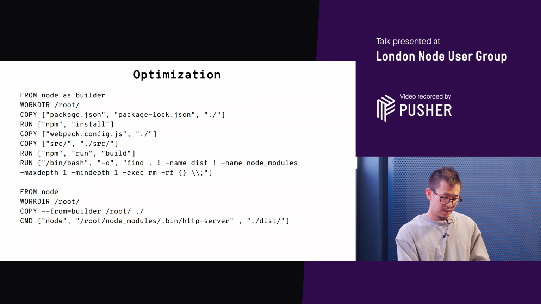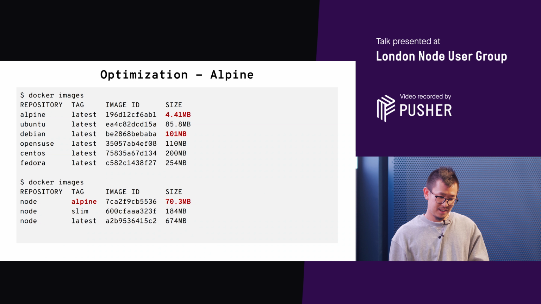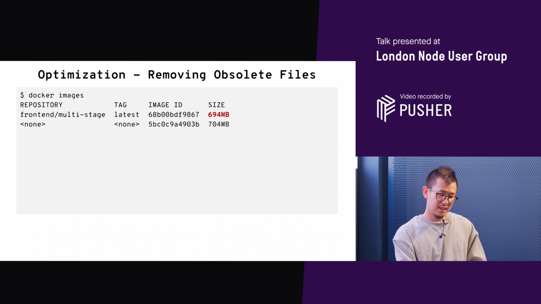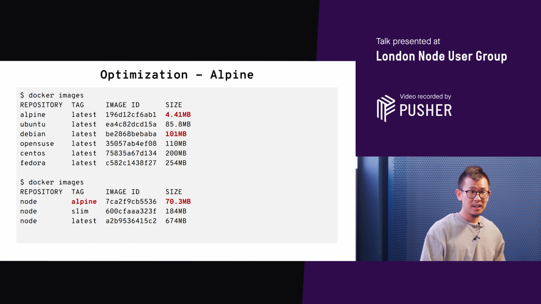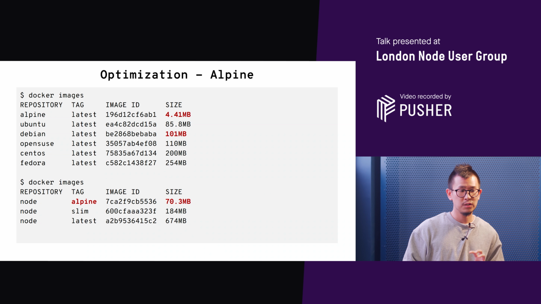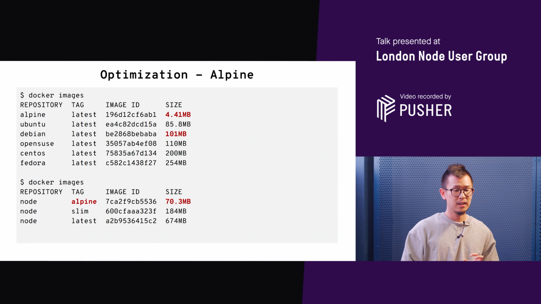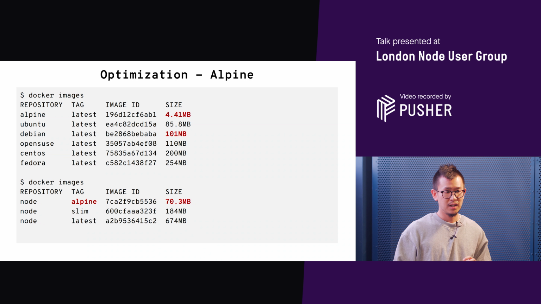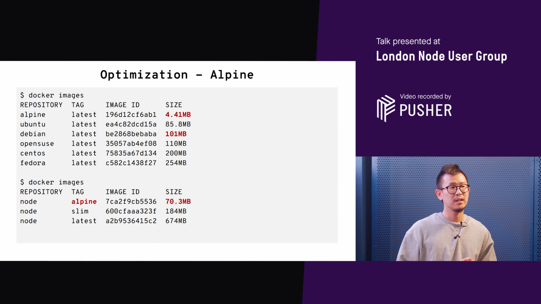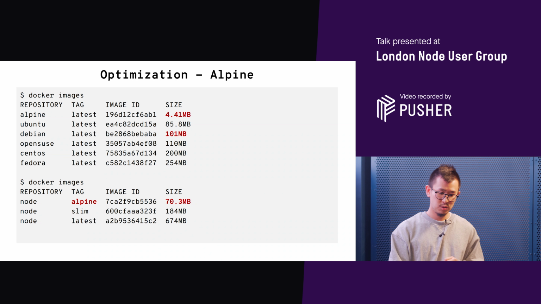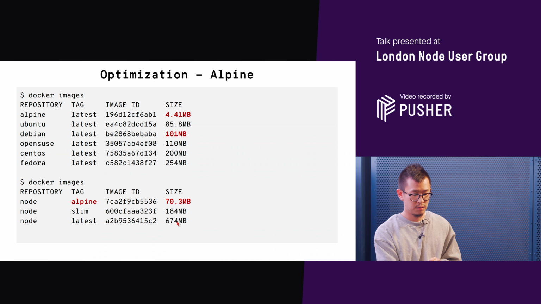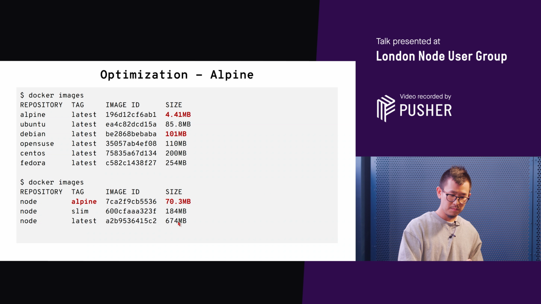So the last step. 694 is still pretty big. And that's because underneath the hood, the node base image is based on Debian. And it's not just the Debian image. It has all these build dependencies and build tools. And it adds up to about 674 megabytes just for the node itself.